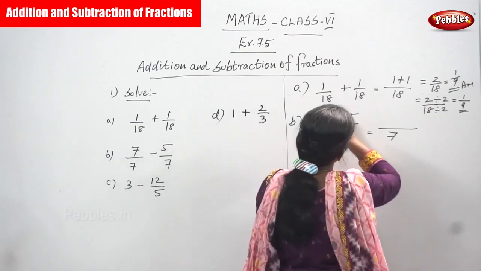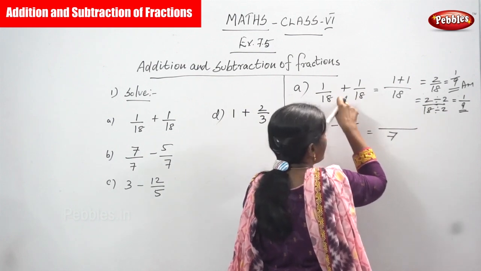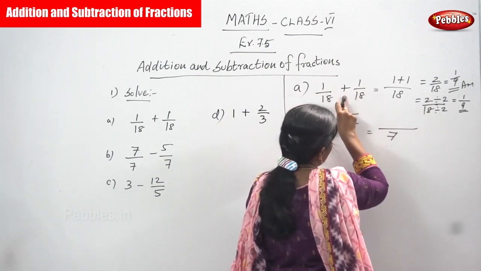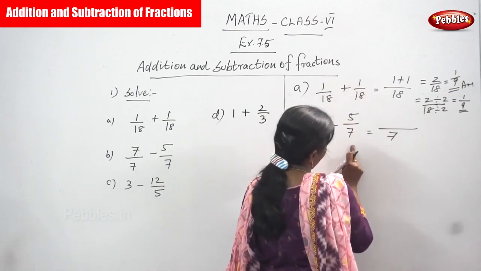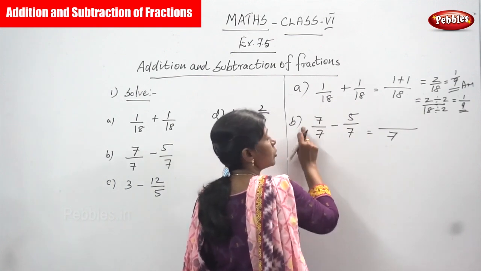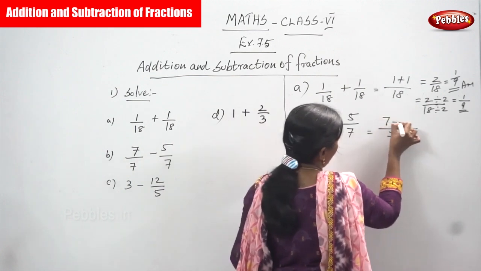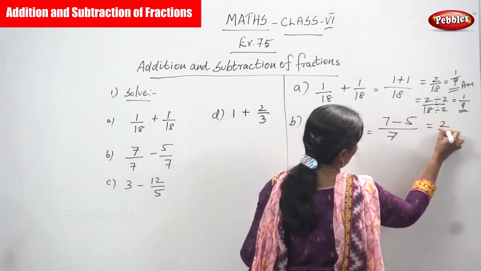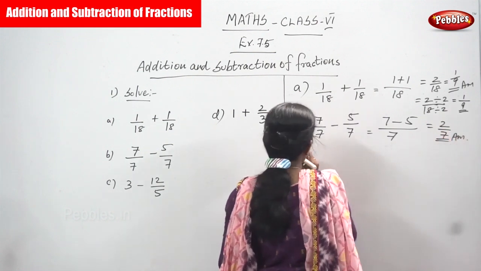Okay, first the denominator is similar, so look at the sign. What is the sign in between? Addition sign, so you have to add the numerators. Here the denominator is similar, but you have to look at the sign. The sign is subtraction, so you have to subtract the numerator only. So 7 minus 5, the answer is 2 by 7. 2 by 7 is the right answer for the question.